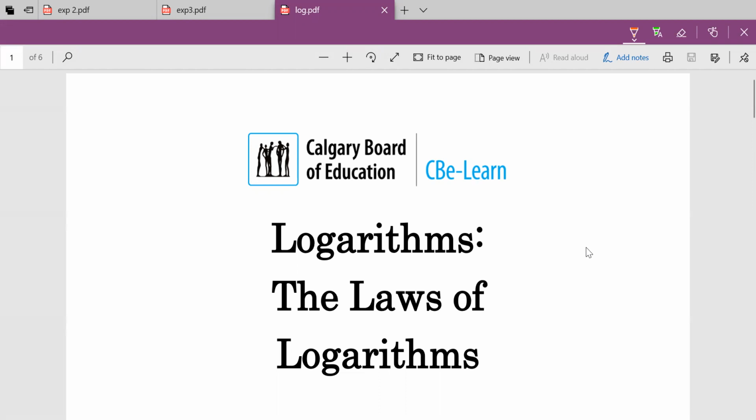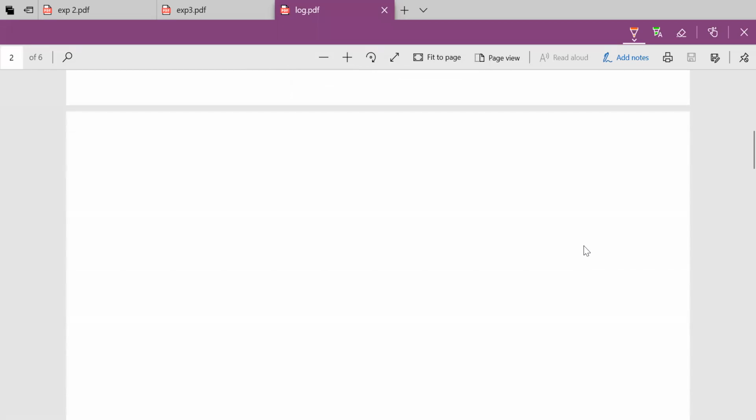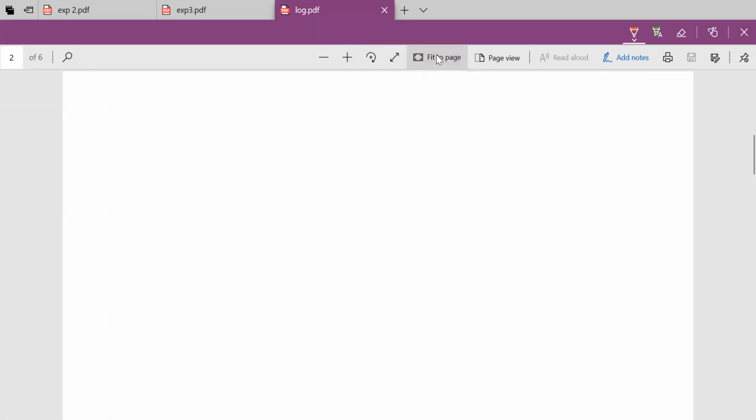Okay, logarithms. We're going to use logarithms to help us solve for unknown exponents. So we're going to use logarithms to help us find what x is in a question like this where we can't make the bases the same. But before we do that, we need to know where these laws of logarithms come from.